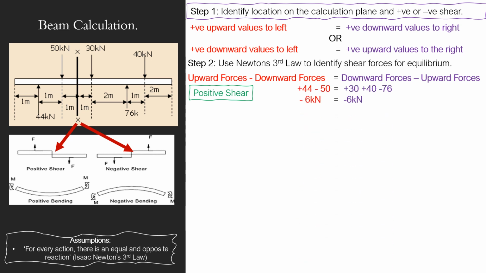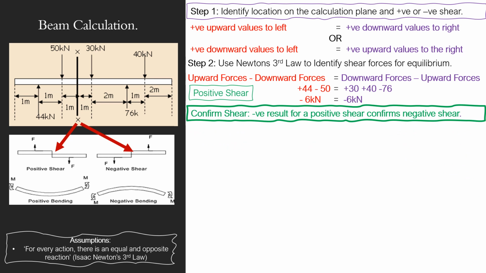So let's have a go. To the left, I've got 44 pushing up, which I've put as positive because I'm doing positive shear, and anything pushing down, which is the 50, is negative. You end up with minus 6 kilonewtons. Then I move over to the right hand side, and all my downward forces are positive, which is my 30 and my 40, and all my upward forces are negative, so that's my 76. You end up with the same value. This means my calculation is correct.